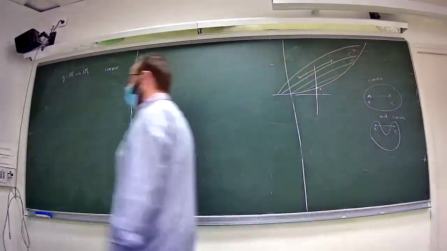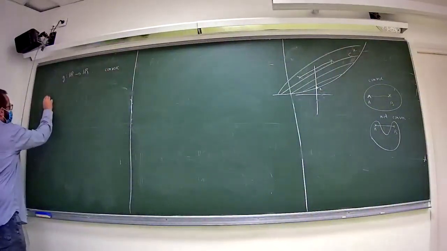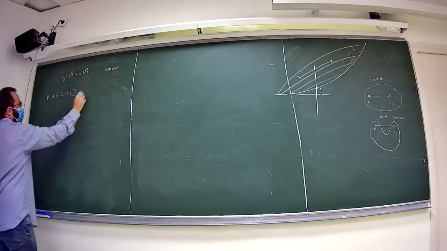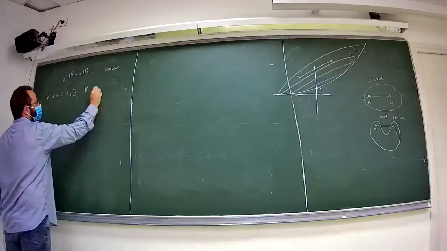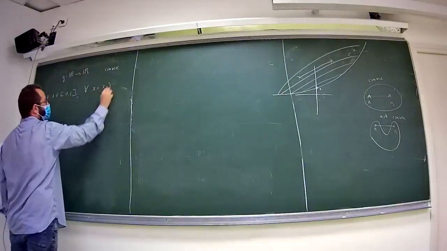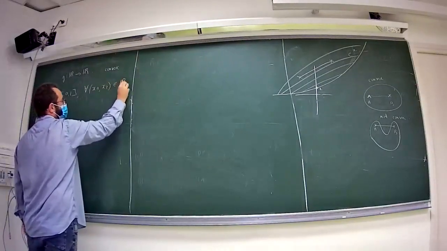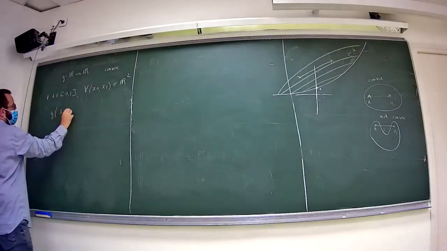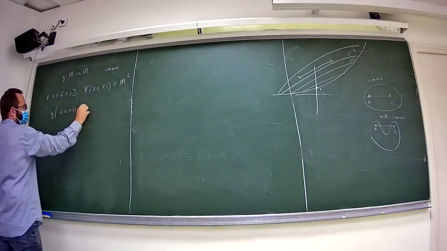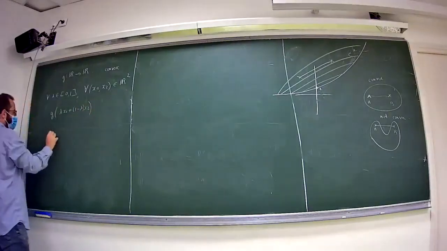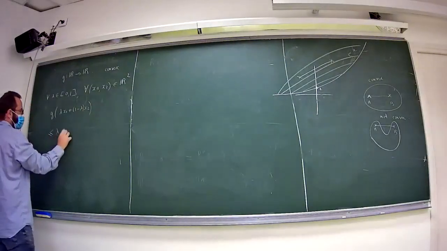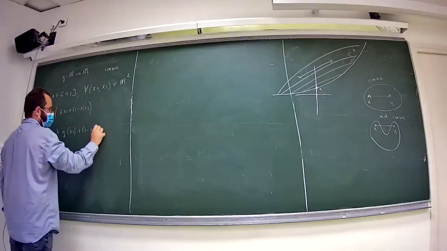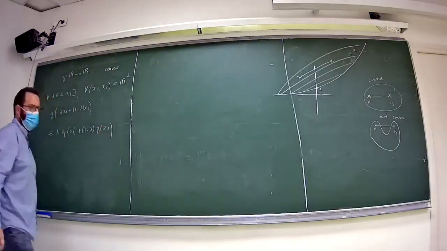What is the meaning of this? For all lambda belonging to [0, 1], for all x1, x2 belonging to R squared, J of lambda x1 plus 1 minus lambda x2 is less than lambda J of x1 plus 1 minus lambda J of x2.